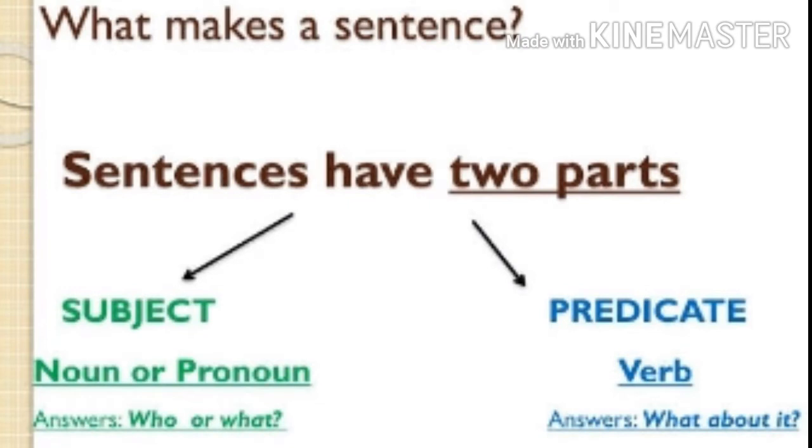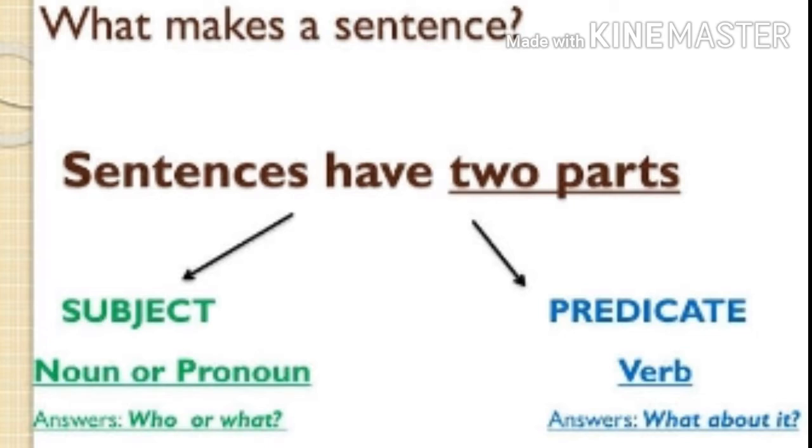So students, it means that the subject is a noun or pronoun or the person about whom we are talking in that sentence, and the predicate is the verb, meaning what that person, what that noun or pronoun is doing in that sentence. The action which is taking place in the sentence is known as the predicate.